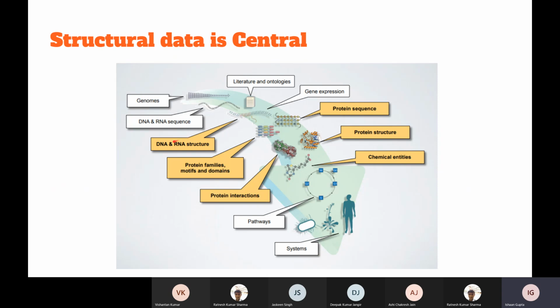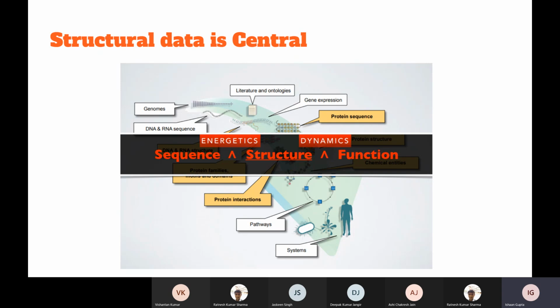But then all of these things, for example, DNA and RNA themselves have some structure. Proteins are organized in motifs and families, which are inherently determined by their structure. Two proteins or many proteins can come together and interact. Proteins themselves have structure, proteins have the sequence, right? And a lot of these proteins are then interacting with some chemical entities or small molecules. So when we specifically talk about structural data, it's a composite of sequence of the biomolecule. You talk about the structure of this biomolecule, and inherently the structure is coding for the function.